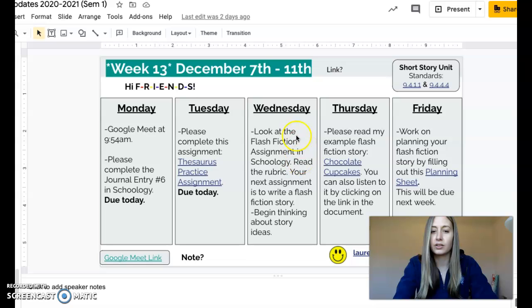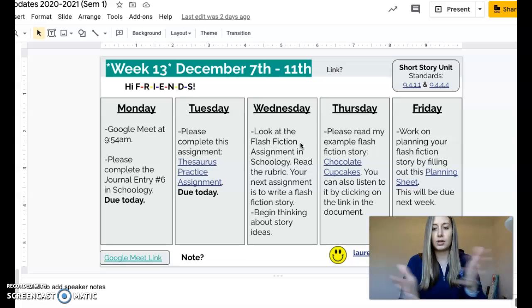On Wednesday, you're going to look at this flash fiction assignment in Schoology. It gives you a rubric for the next assignment that you're going to be doing, which is to write a flash fiction story. A flash fiction story is basically a really short story. Usually they're like a page to 2 pages long, so very short. But they still have a full plot.